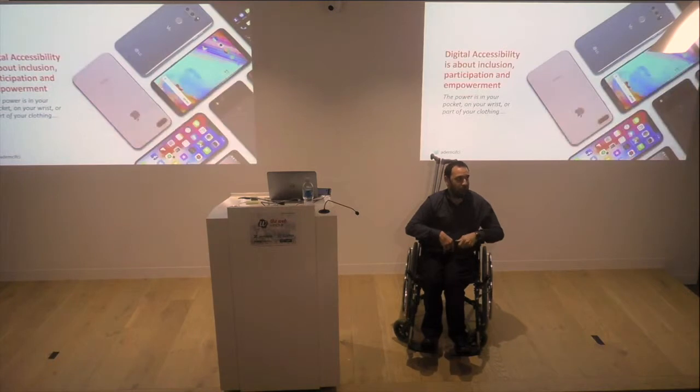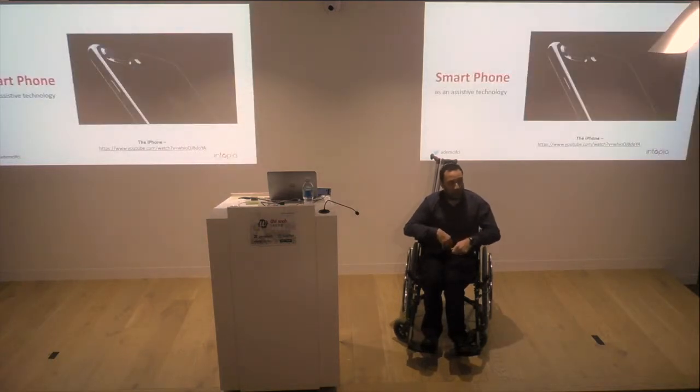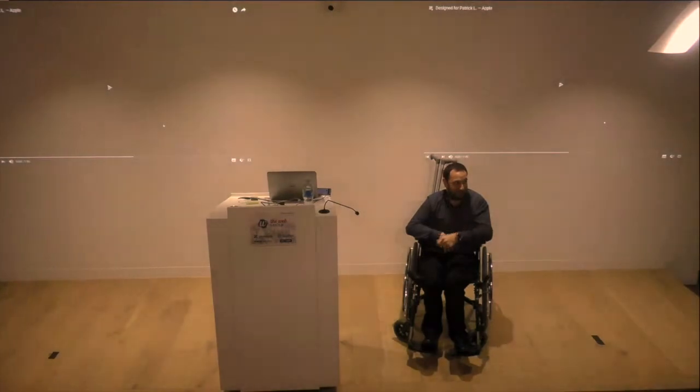And where are we now? Well, we're in a time now where digital accessibility is actually all about inclusion, participation in society, and empowerment for people with disabilities. And the power's basically in your pocket with your smartphone, it's on your wrist with your smartwatch, or it's part of your clothing. So the first example of that is the smartphone as an assistive technology, and hopefully the video works and the sound works, and if it doesn't, I'm going to blame Rick because, why not? So we'll see what happens.